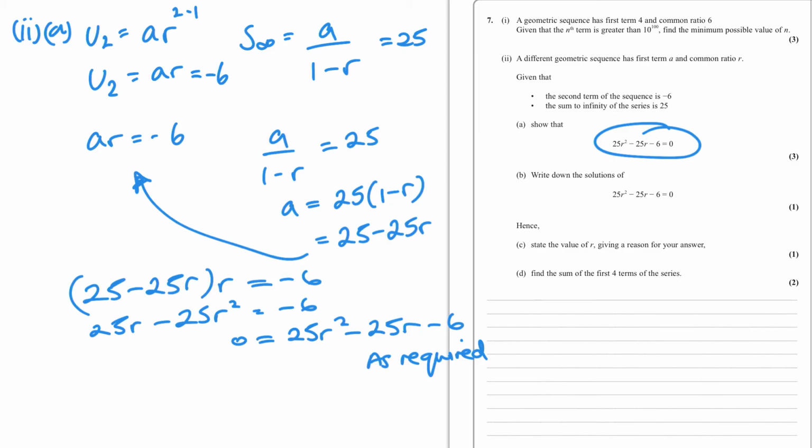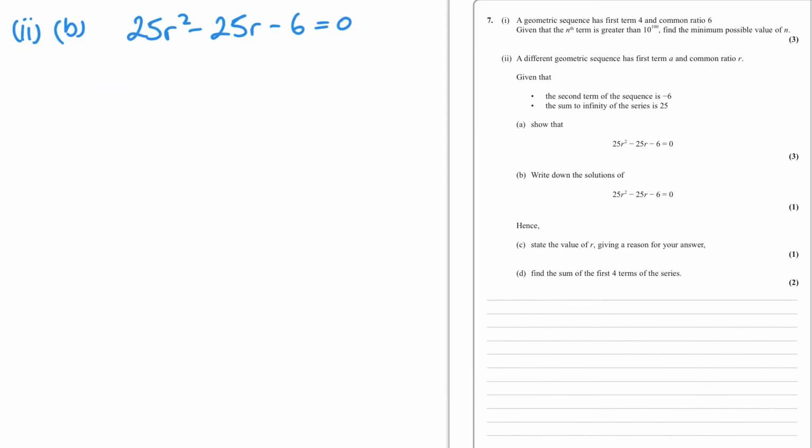So, as required. This is only worth now 1 mark to write down the solutions. So, you know, you can use your calculator, there's no problems there. So that gives me R equals 6 over 5, or R equals minus 1/5.